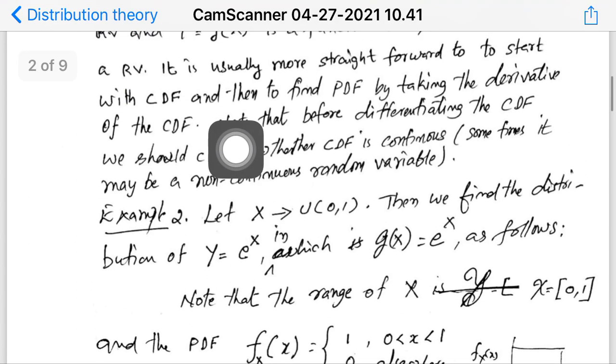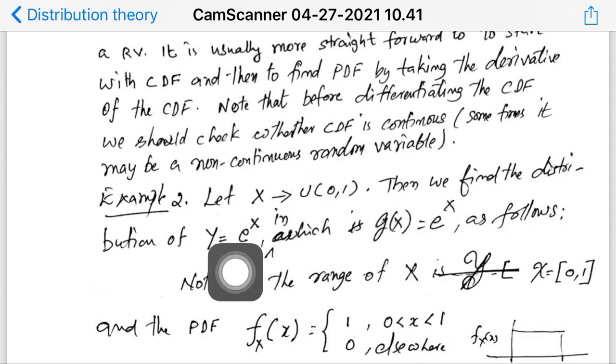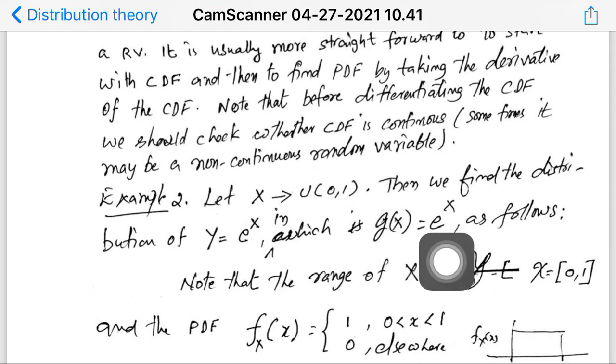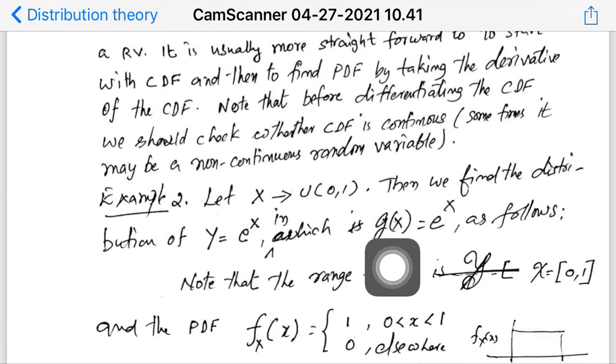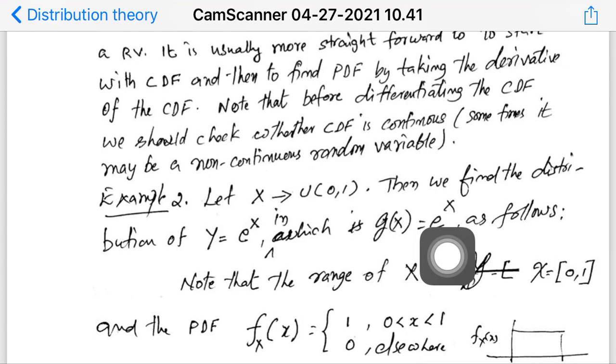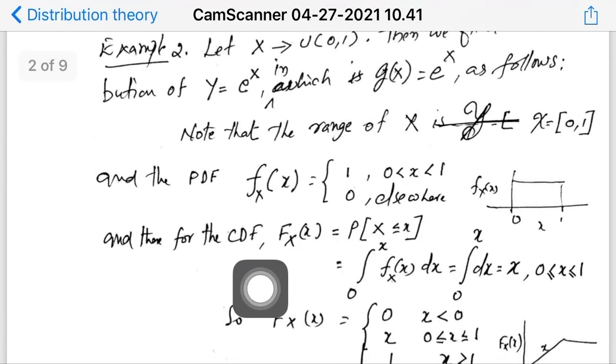Okay, now uniform 0, 1 is a notation for expressing a continuous uniform distribution, and we have to find the distribution of y, which is equal to e to the power of x. Here g of x is e to the power of x, because y is defined as a function of x, and that function of x can be put as g of x, which is equal to e to the power of x. And the distribution of y can be determined as in this example. You know the density function of x. That is very simple.